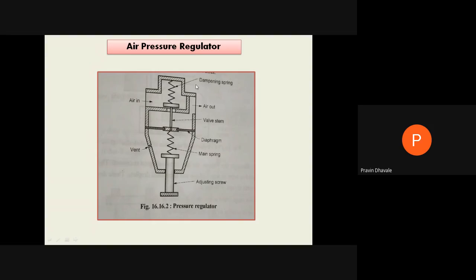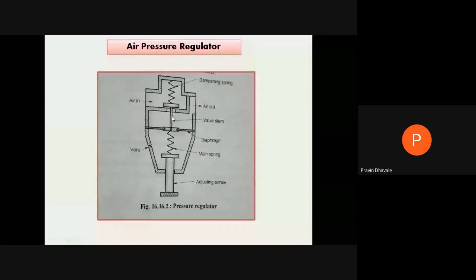आता डॅम्पिंग स्प्रिंगचं काम काय? आपण भले ऍडजस्टिंग स्क्रूच्या साह्याने प्रेशर सेट केलं आणि ह्या वॉलचं ओपनिंग सेट केलं, पण कॉम्प्रेस्ड एअर जी आत येते तिचं काय होतं, फ्लक्च्युएशन्स असतात. कॉम्प्रेस्ड एअर कुठून येणार आहे? कॉम्प्रेसर कडून. कॉम्प्रेसर कडून येणारी एअर ही समवॉट फ्लक्च्युएटिंग असते.